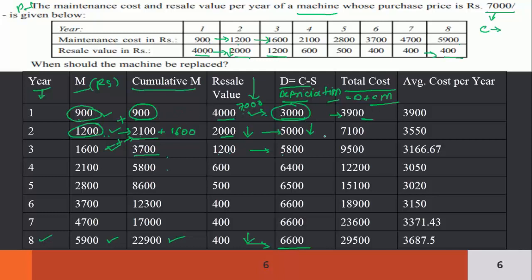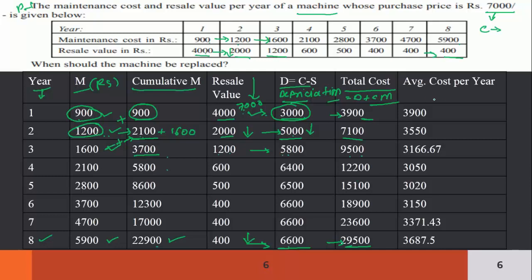After that, for the second year, the depreciation is 5000 plus the cumulative maintenance of 2100, so it becomes 7100. For the third year, similarly 3700 plus 5800 becomes 9500. Similarly for the last year, the 8th year, the depreciation cost is 6600 and our maintenance cost is 22,900, so our total cost is 29,500. This is how the total cost is calculated.